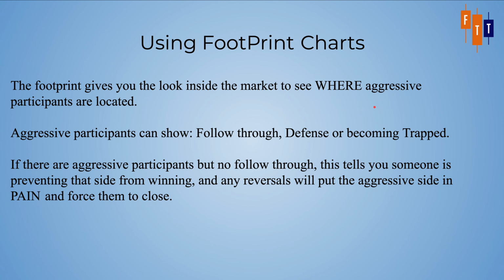If somebody is market selling aggressively, there are passive buyers filling those market sell orders, and if the passive buyers are too strong and there are too many of them bidding, then the market sellers will not be strong enough to move price down and they can become trapped. We're going to talk about that. There are aggressive participants, but there's no follow-through. That tells you that someone is preventing that side from winning, and any reversals will put that aggressive side in pain and force them to close. Where there is the most pain, there is the most gain.